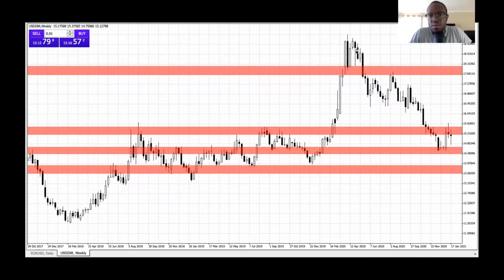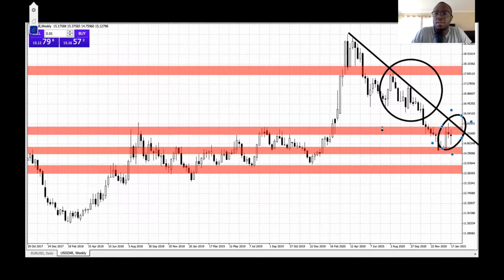So, without wasting much time, let's get into our analysis. We'll start off with the weekly analysis. From April 2020, we've been experiencing a bearish move. Basically, I wouldn't want to trade against this trend. On this trend, we can see there's been this first point, this second point, and this is the third touch, which is a confirmation of our downward movement.